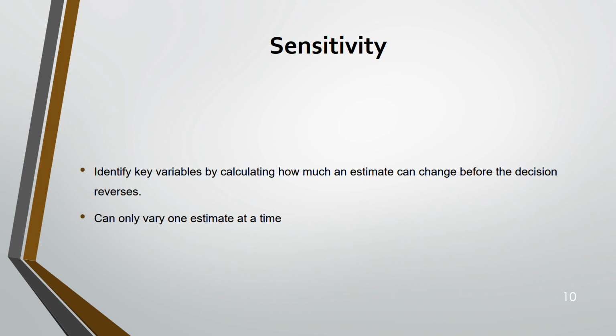So here, there is only one variable, sensitivity. Only one variable will change, one estimate. So you can only vary one estimate at a time. That's a limitation, because in reality there are so many factors working together, right? But in this model, only one estimate will change at a time and we see the impact.